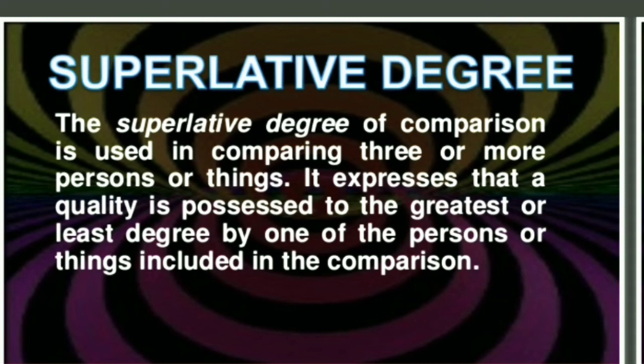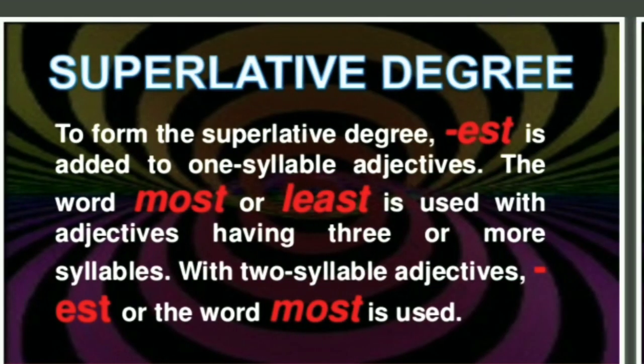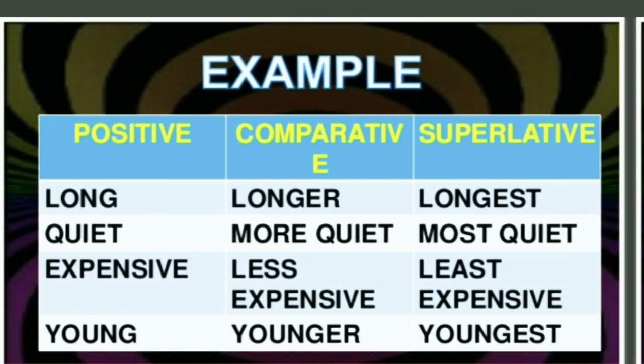The same funda of syllables will go over here also in the superlative degree. So we see here, long is the positive, longer is the comparative, and longest is the superlative. This is when there is only one syllable. Quiet is a two-syllable word, so it will be more quiet, and the superlative will be most quiet. Expensive, the comparative will be more or less expensive, and the superlative will be most expensive or least expensive.